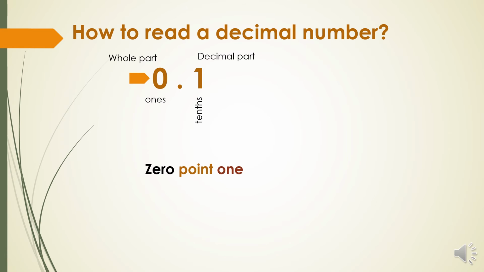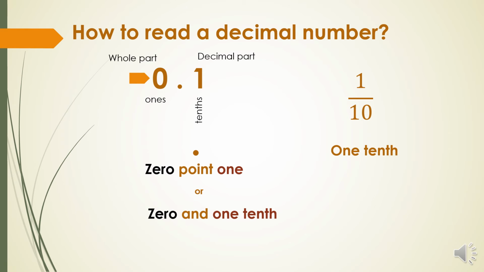Then, we write it 0.1. The point, I replace it by the word point, okay? Or you can write it as 0 and 1/10 because the 1 is in the 10th digit. 1 over 10, we call it 1/10.